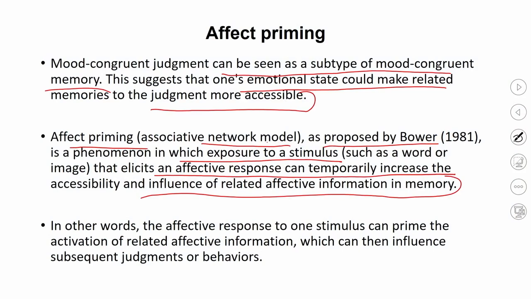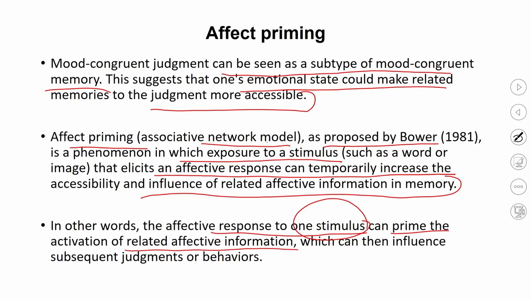So in other words, the affective response to one stimulus can prime. Your emotions are stimulated by one stimulus. You see something, some images, some situations, it induces some emotion. This emotion, which was stimulated by one stimulus, can prime, or induce activation of related affective information in the brain network itself.